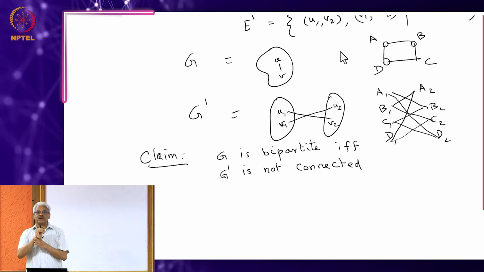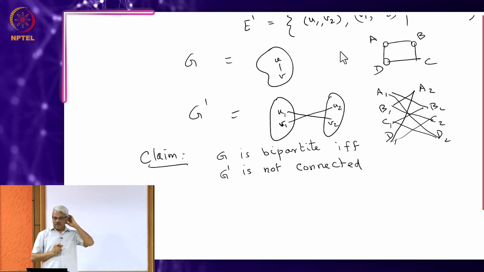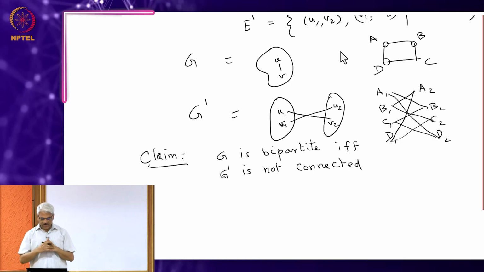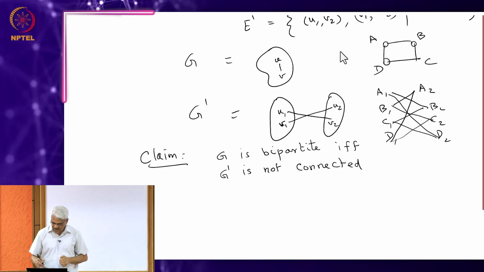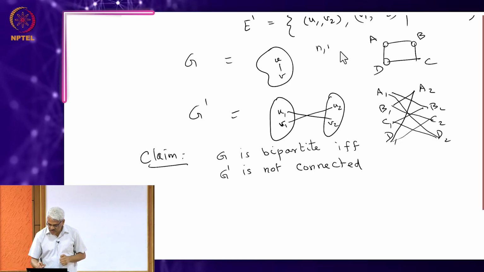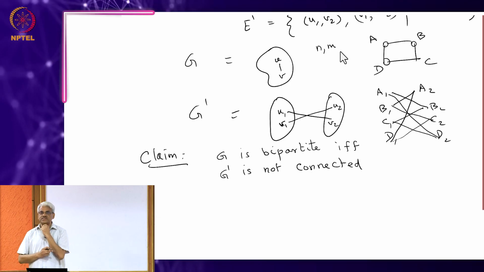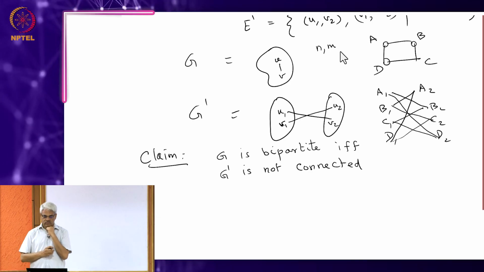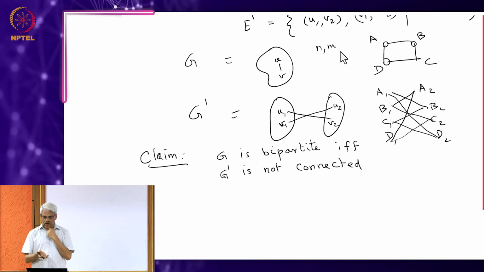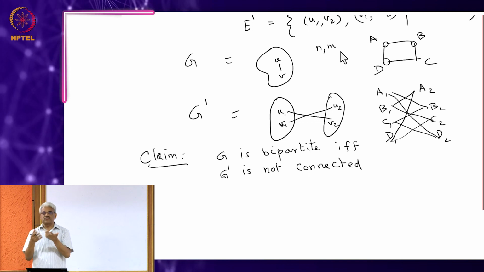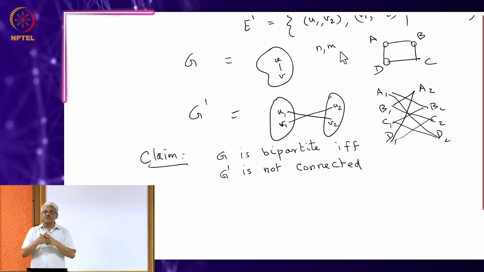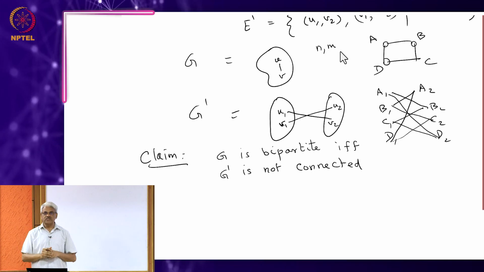Good question. What happens to the space? Yes, very good question. So how many vertices are there? If G has n vertices and m edges, how many vertices are there in G prime? 2n vertices and 2m edges. That's all. So it just doubles it. Asymptotically, it's not such a big thing.